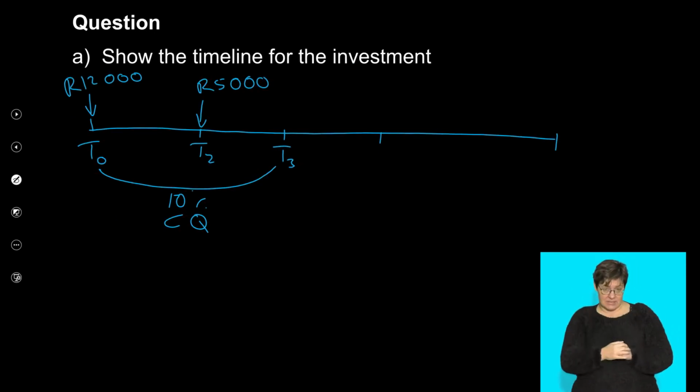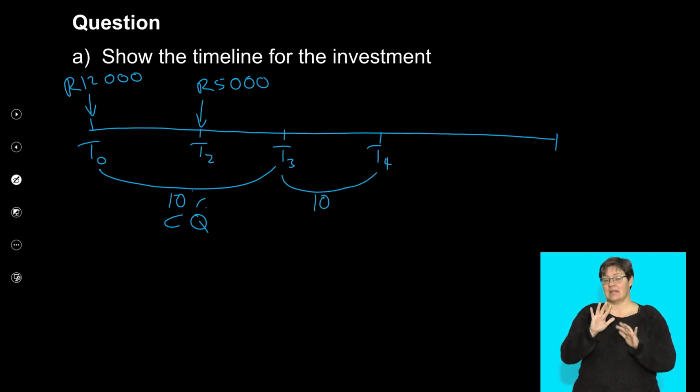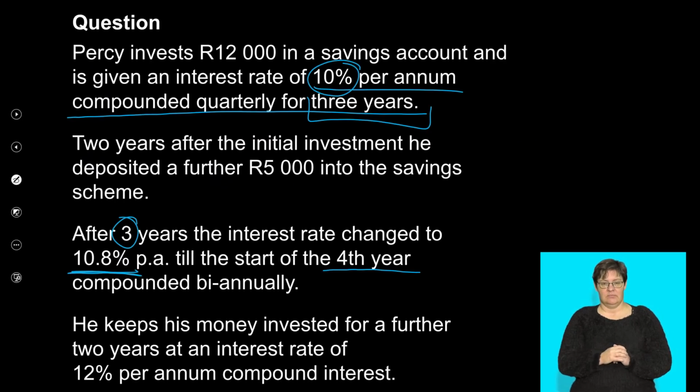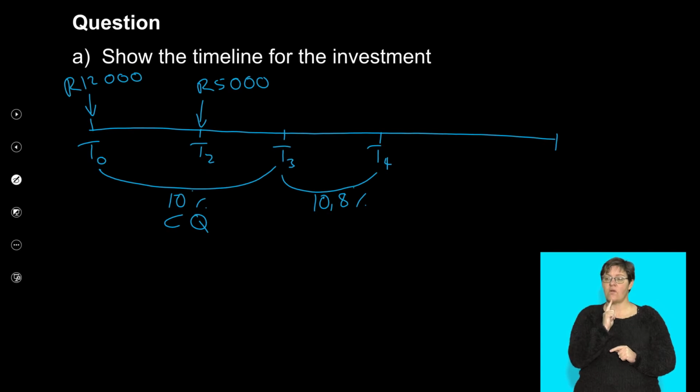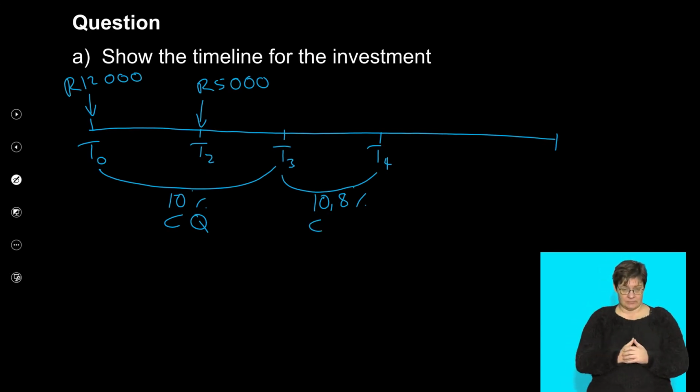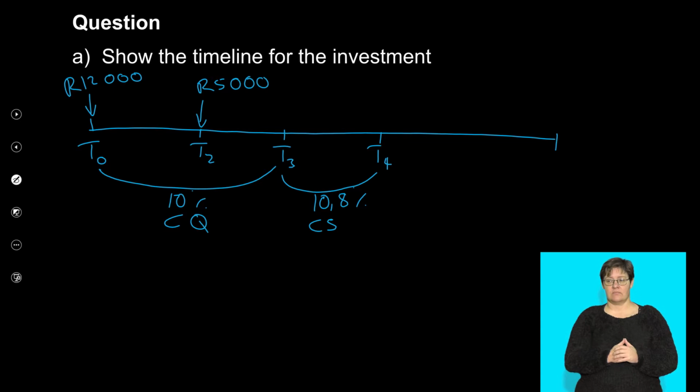So T3 and T4, the interest here is 10.8%. And then lastly, and this is on a biannually basis, right? So meaning twice a year. So I will say compounded semi-annually. I can just say compounded semi-annually like that.